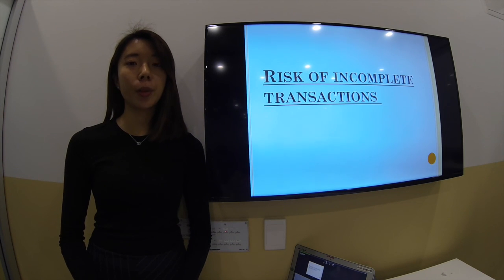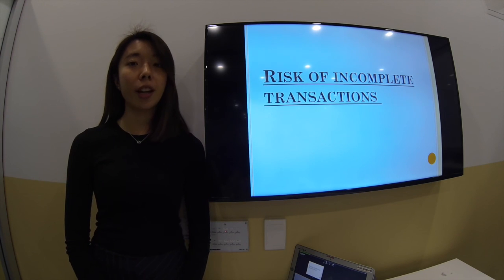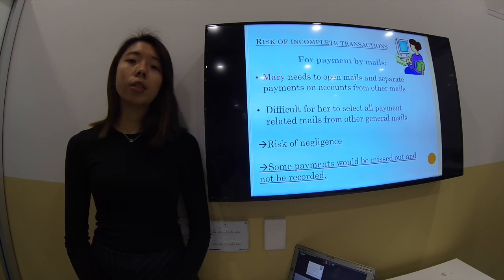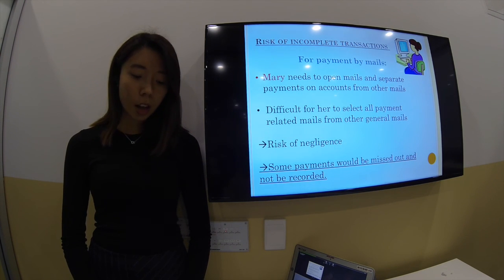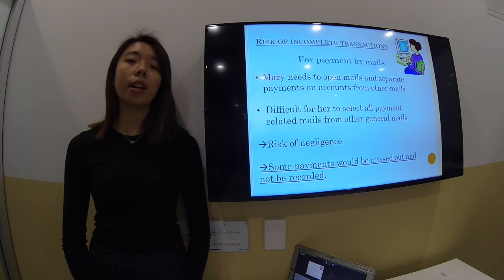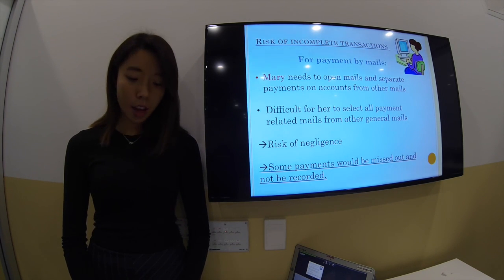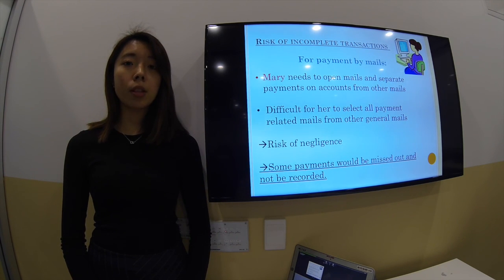Hi, I'm Vivian, and I'm going to talk about the other two risks that I have observed from the question. First of all, there is the risk of incomplete transactions. According to the question, we know that the payment is mostly made by mail and also paid over the counters. There is the risk of incomplete transactions, especially when orders have highly increased. Mary Letters, who is responsible for managing payments received, would be the main cause of this risk.